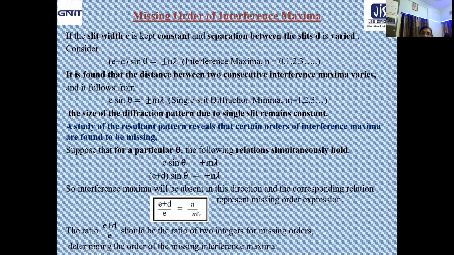Now n and m are two integers, so E plus D by E gives us the ratio of two integers, which determines the order of the missing interference maxima. So the condition for missing order, be careful, E plus D by E equal to n by m. Now n is the order of interference maxima, m is the order of diffraction minima. Now we will find how to check which order of interference maxima will be missed out under suitable conditions.